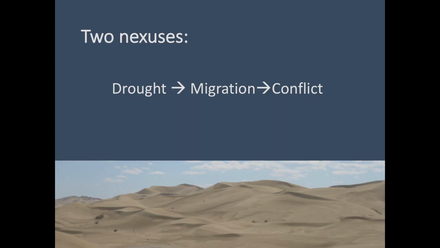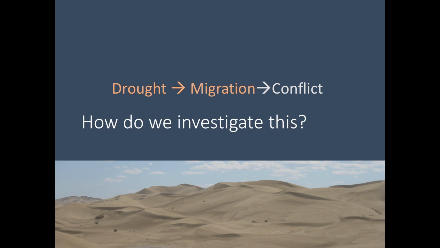So, right, we have two nexuses. We have drought causing migration, and migration causing conflict. In this presentation, I will focus on the first nexus. And how do we investigate this?